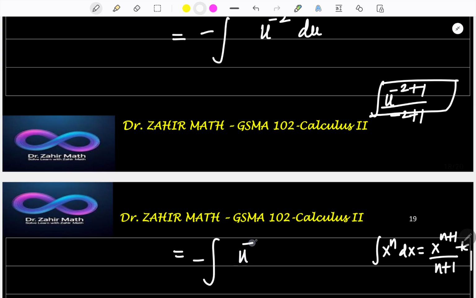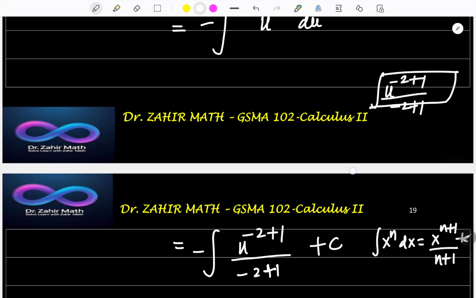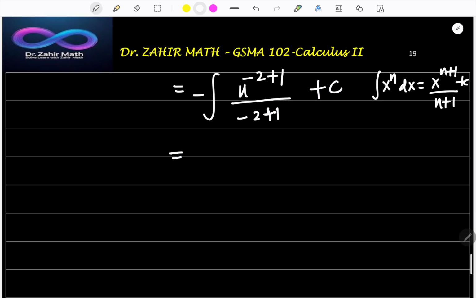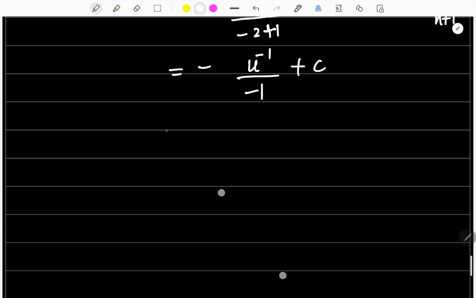So minus u to the power of minus 2 plus 1 divided by minus 2 plus 1 plus integrating constant c. Integration is over, so I should remove this integral symbol. So minus u to the power of minus 1 divided by minus 1 plus integrating constant c. This equals minus minus plus u power minus 1, plus c. What is u power minus 1? 1 by u plus c.